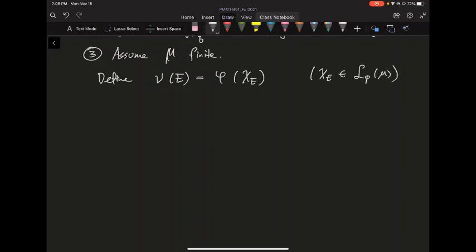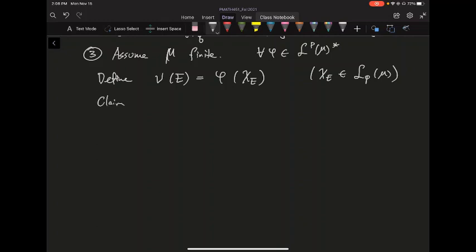So phi being, well, I should say for every phi inside the L^p dual space, the dual space of L^p. So phi essentially takes an L^p function and returns a real value. Okay, so now I feed in this chi of E, an L^p function. It will return a value. Let's call it just mu of E. Okay. So I want to claim the following.